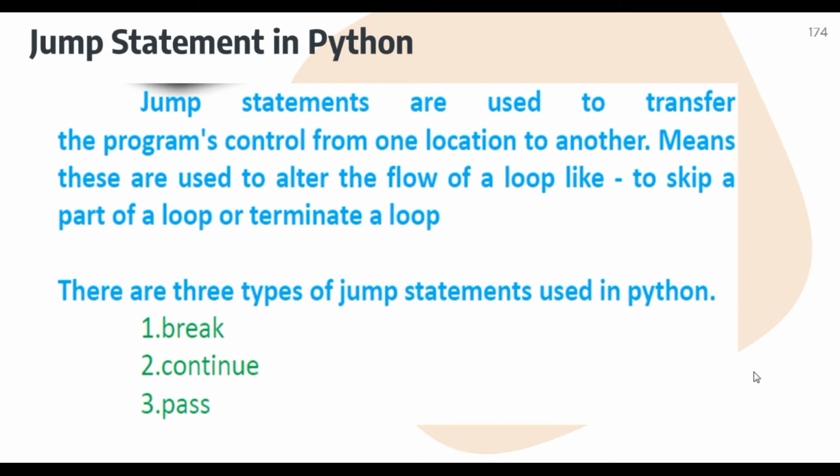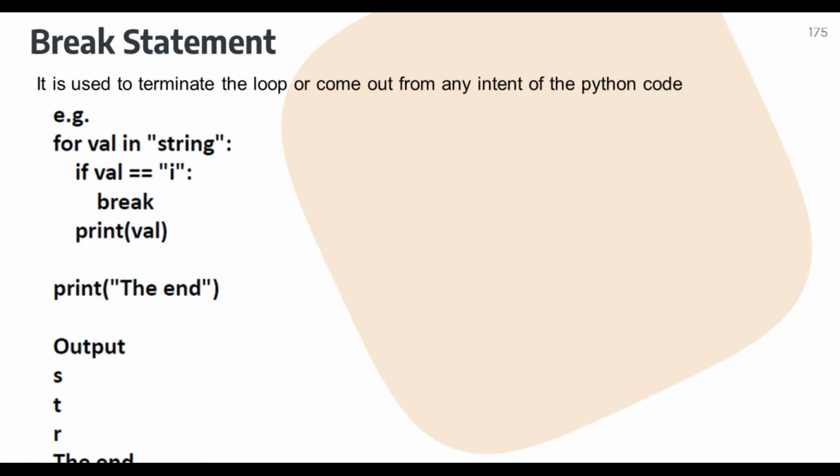Now we will discuss its types. There are 3 types of jump statement in Python. The first is break statement, the second is continue statement, and the third is pass statement. As you can see, student, break, continue and pass are written in small case, because Python is a case sensitive language. Now we are going to understand the jump statements.